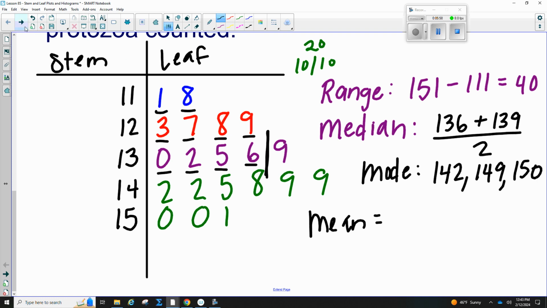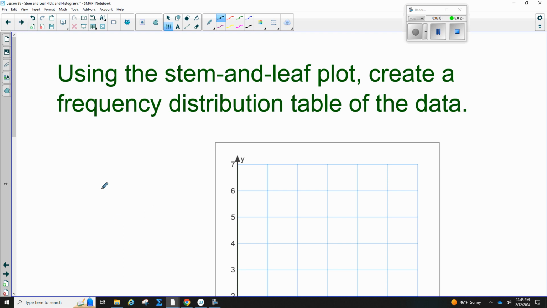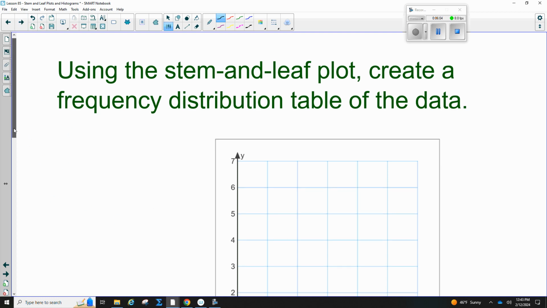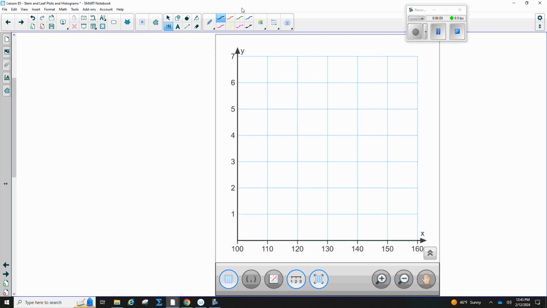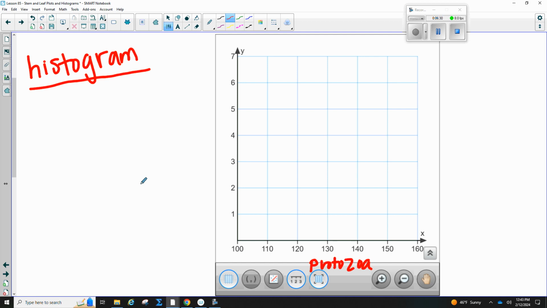All right. Using the stem and leaf, create a frequency distribution table of the data. All right, so this is called a histogram. And you want to draw an XY axis and you want to label them, all right? So your X axis is this number of protozoa, whatever we were talking about. And then this is just a count. It's a frequency. So you can put count or frequency. All right, and we separate these into bins, okay?